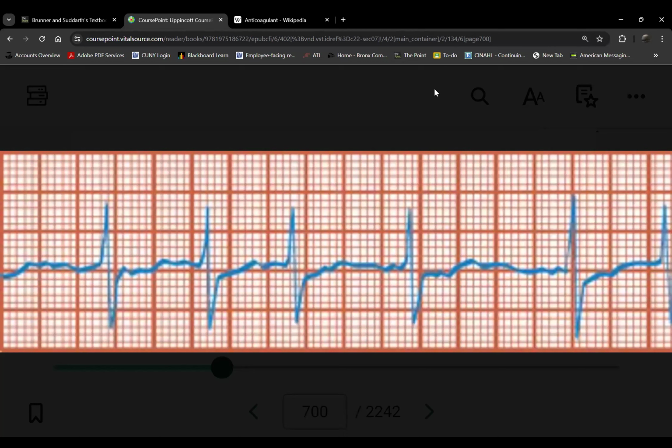Because are these really P waves? No, these are not P waves. Now, the job of the AV node is to recognize this as not a P wave. So what should the AV node do? Since this is not a P wave, should it transmit this or no? No, it should not transmit it. So if the AV node is doing its job, we will not have a rapid ventricular response.